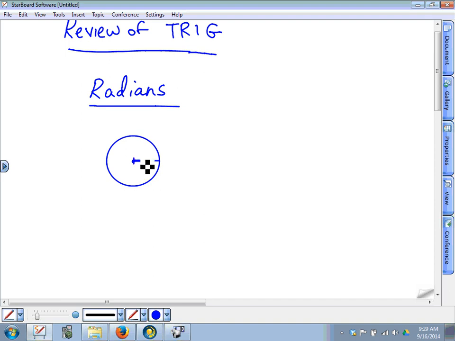Now this radius has a certain length, yes? We're going to call that R. Where the radius meets the outer edge of this circle right here, I want you to draw a segment of the exact length of R, or just your best estimate, and let's call that R. You guys okay so far?